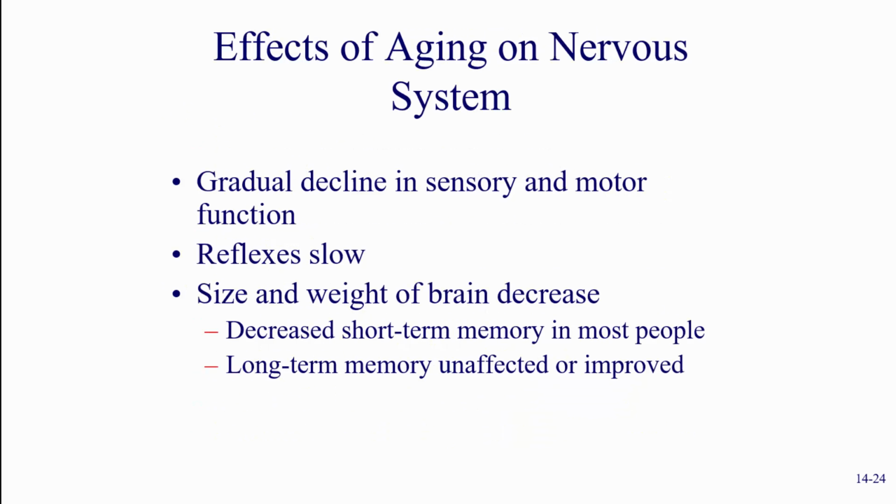And the effects of aging on the nervous system: you have a gradual decline in sensory motor function, reflexes slow, and the size and weight of the brain decreases. And so you have decreased short-term memory in most people, but long-term memory remains unaffected or improved.